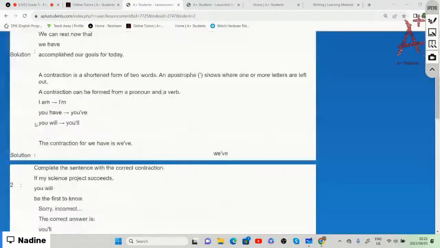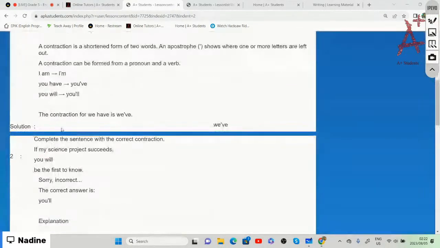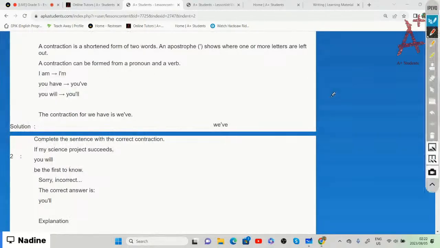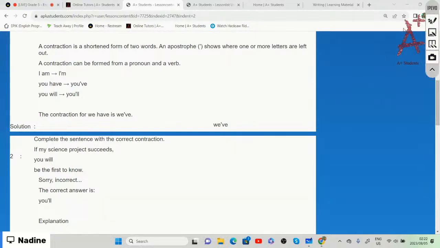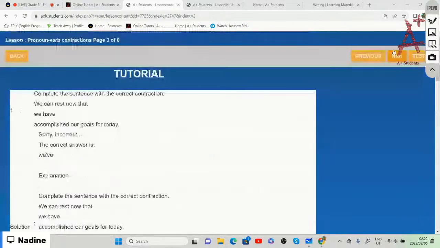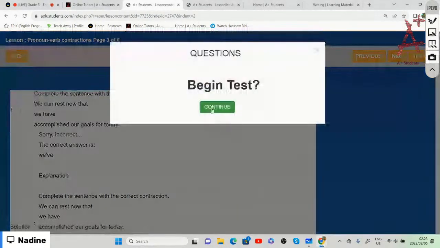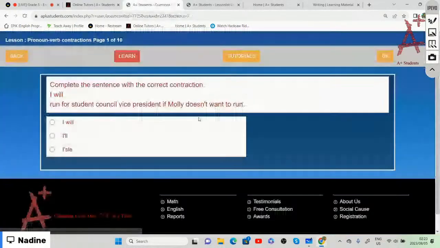All right, let's do the last one. If my science project succeeds, you'll be the first to know, right? So you will is like saying you'll, right? All right. Now we've already done the examples. Let's go to the test. The test on pronoun verb contraction.